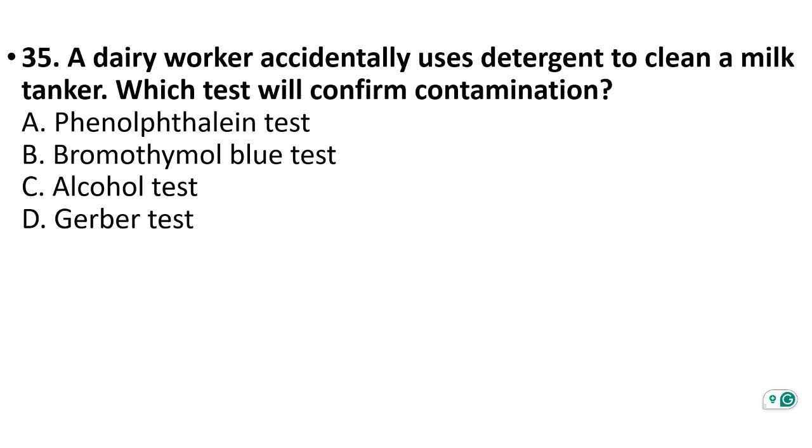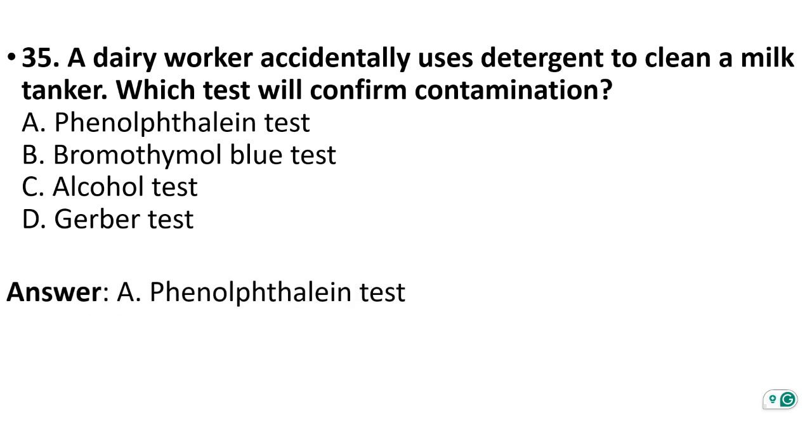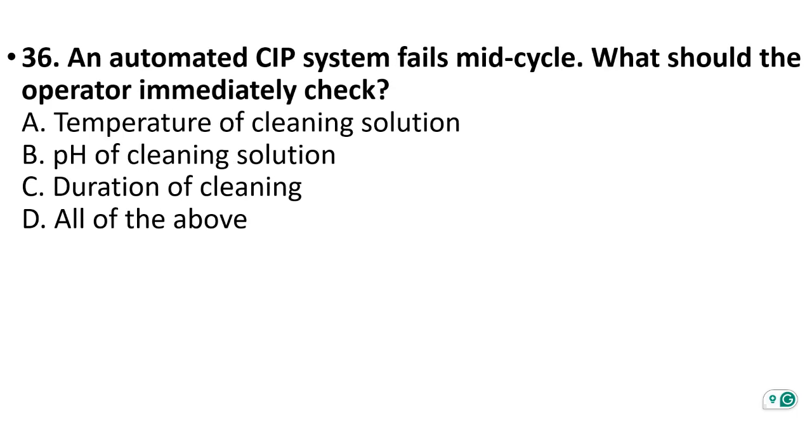35. A dairy worker accidentally uses detergent to clean a milk tanker. Which test will confirm contamination? A. Phenolphthalein test, bromothymol blue test, alcohol test, Gerber test. Your answer is option A, phenolphthalein test. 36. An automated CIP system fails mid-cycle. What should the operator immediately check? Temperature of cleaning solution, pH of cleaning solution, duration of cleaning, all of the above. Your answer is option D, all of the above.